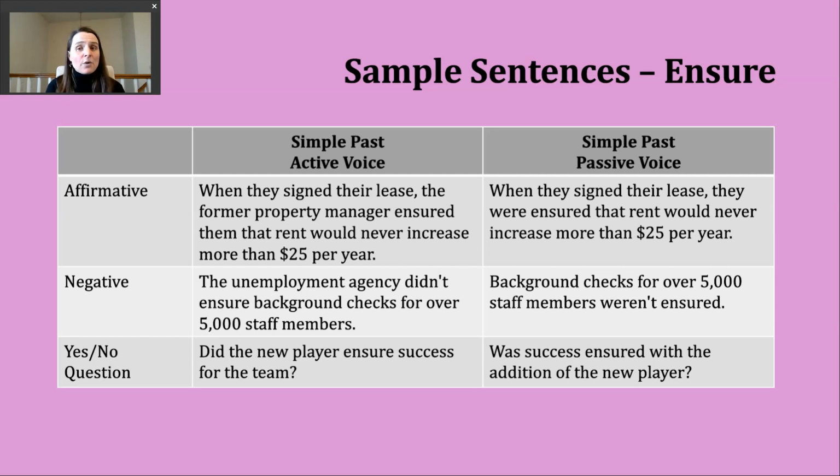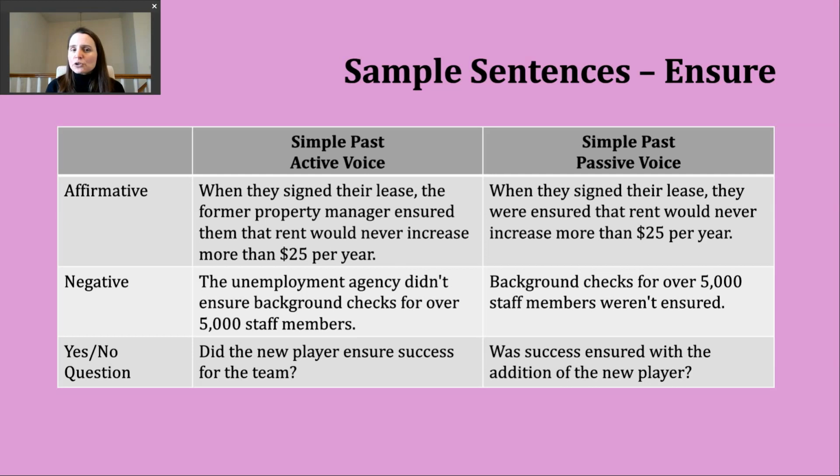Okay. Now, in the passive voice, what received the action, or here didn't receive the action, are the background checks. So we start our sentence with that. So, background checks for over 5,000 staff members. And then we use the past tense form of be, not, and then the participle form of the verb. So, background checks for over 5,000 staff members weren't ensured.